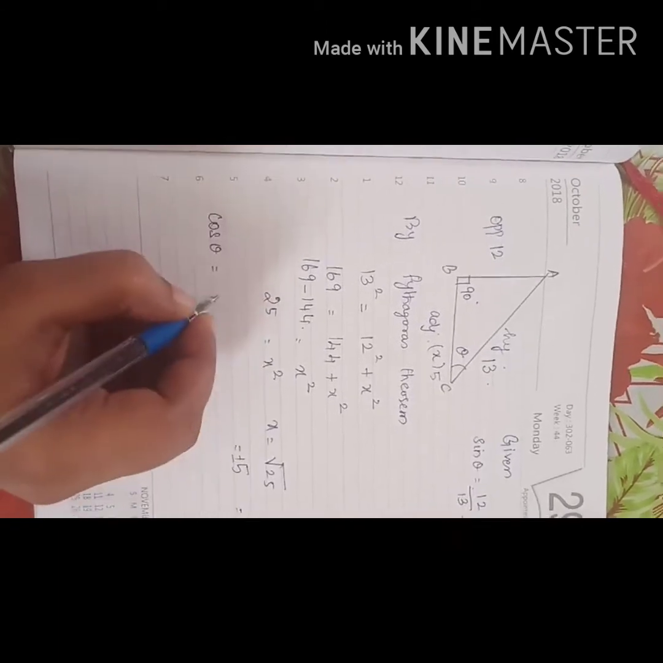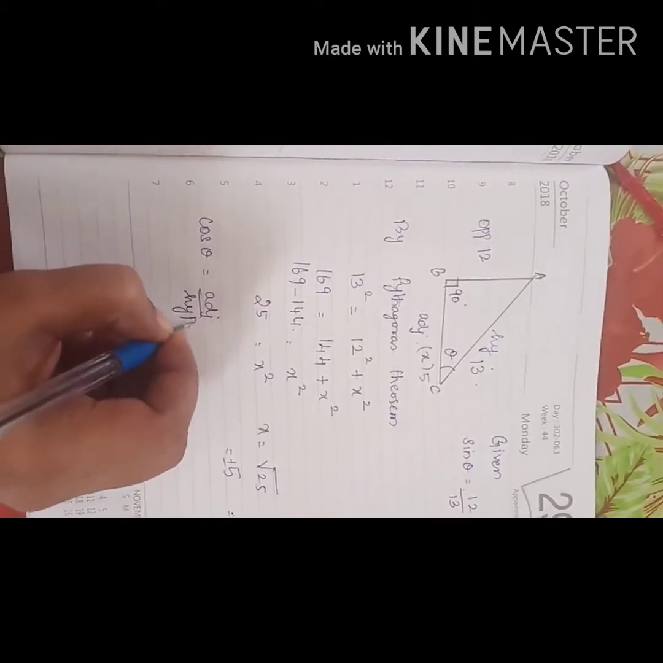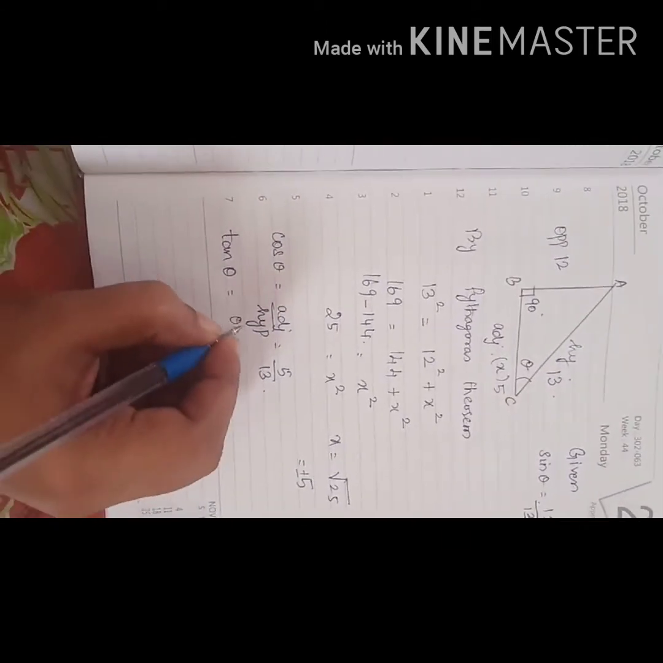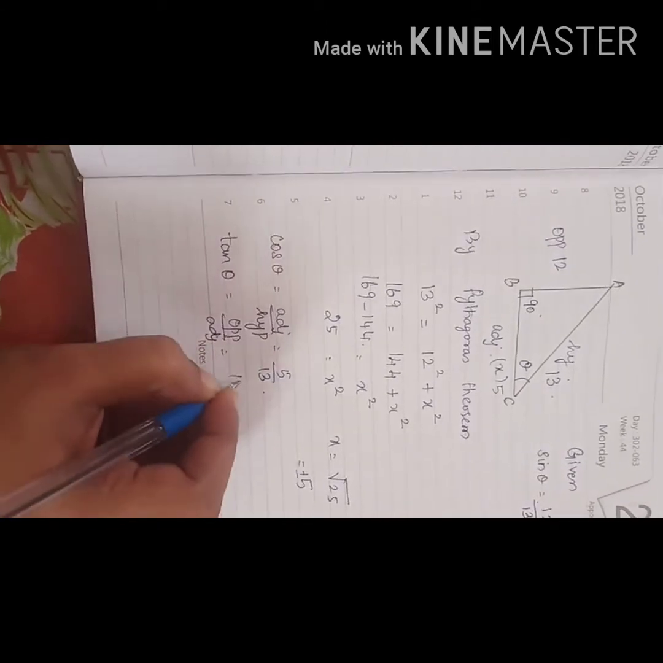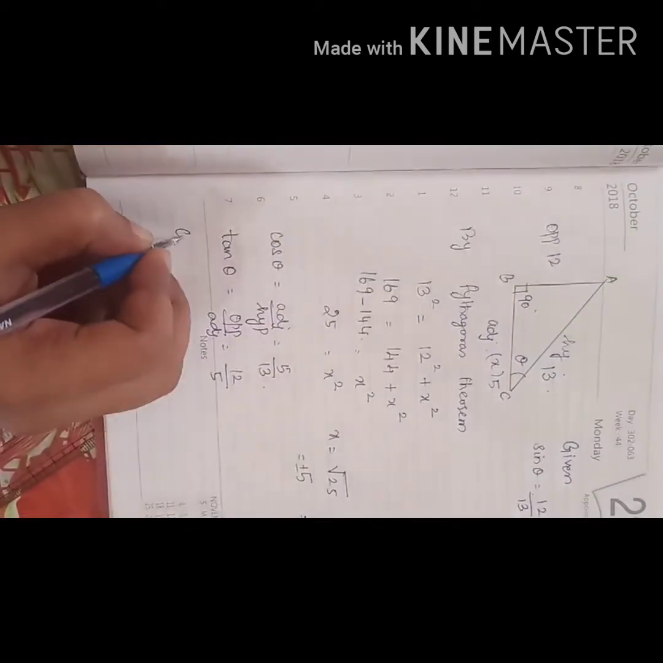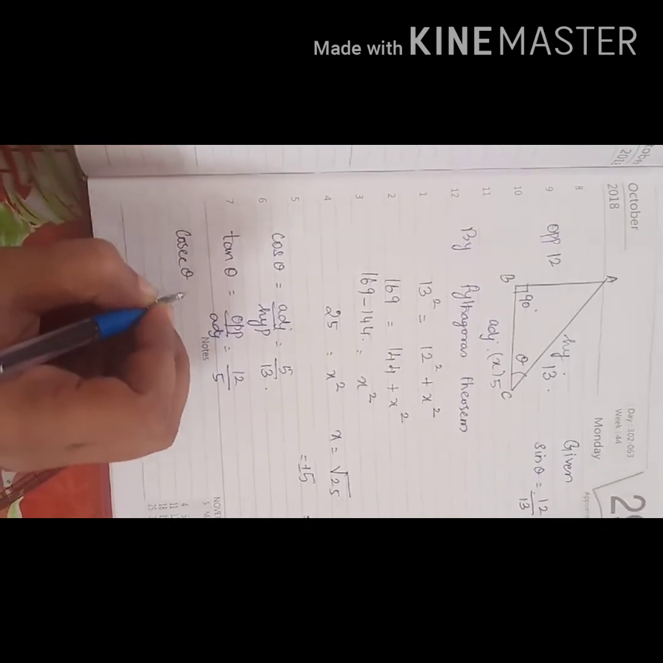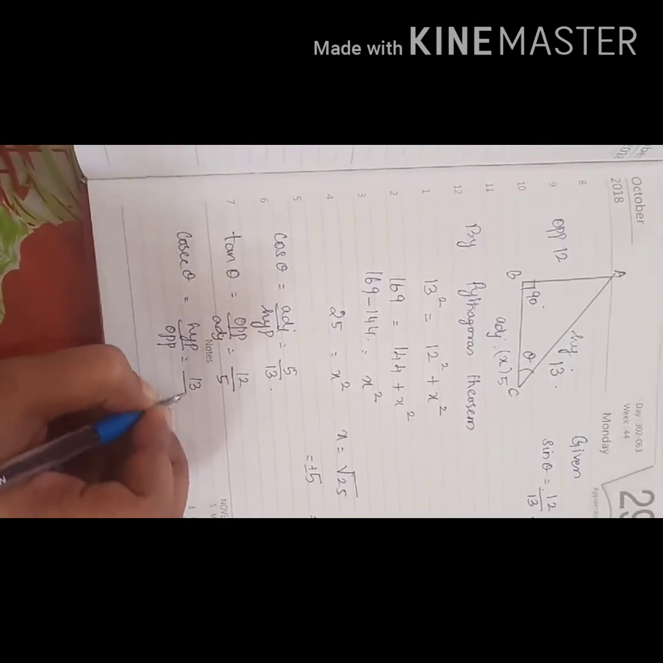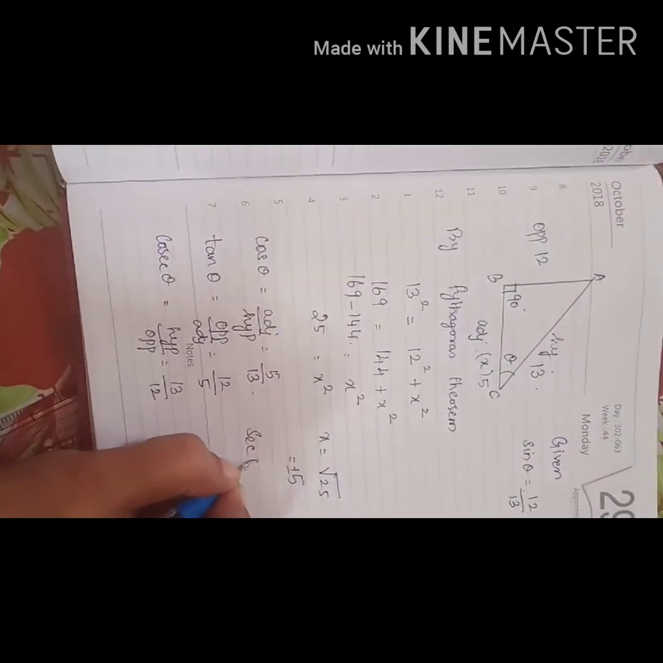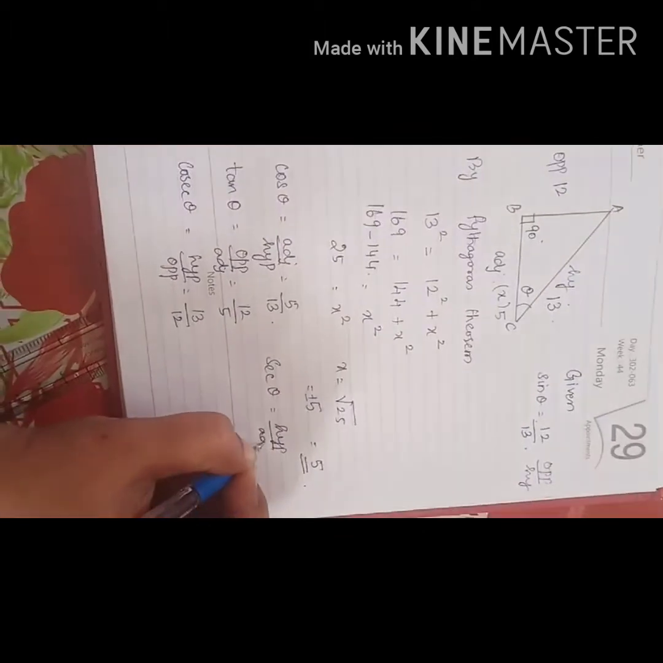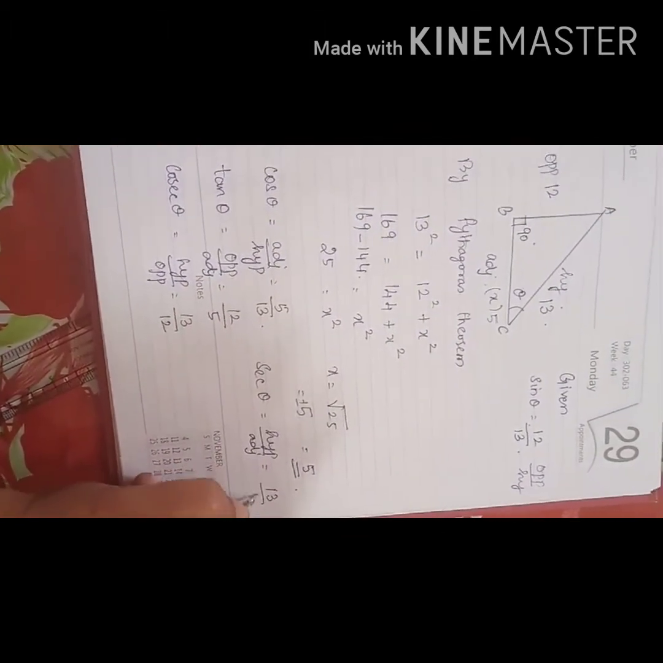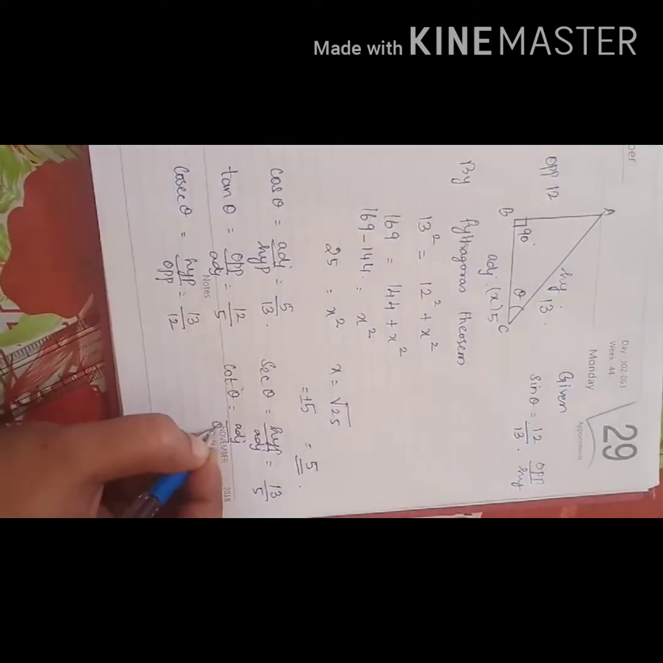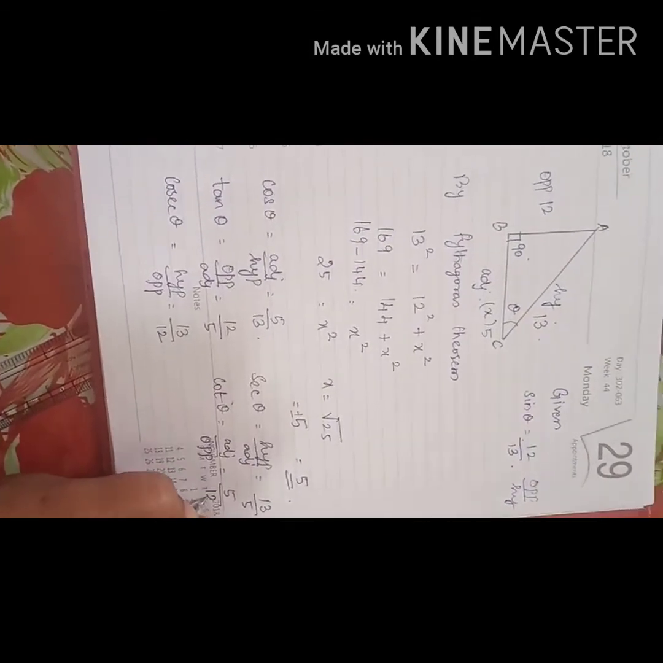What is cos theta? Adjacent by hypotenuse, that is 5 by 13. Tan theta, opposite by adjacent, that is 12 by 5. Cosecant theta, hypotenuse by opposite, is 13 by 12. Secant theta, hypotenuse by adjacent, is 13 by 5. And cot theta, adjacent by opposite, is 5 by 12.